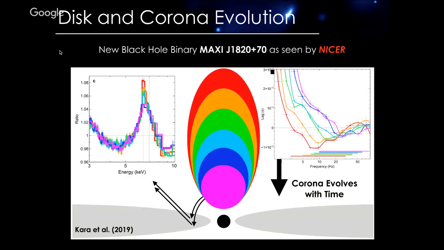This is another example of a very new black hole binary system. It was discovered maybe a year or a year and a half ago. It's called MAXI J1820, and has become one of the brightest, if not the brightest, systems in X-rays. It has been observed by essentially every detector that I have been able to observe with, and this is a very recent paper by Erin Kara that was published in Nature.